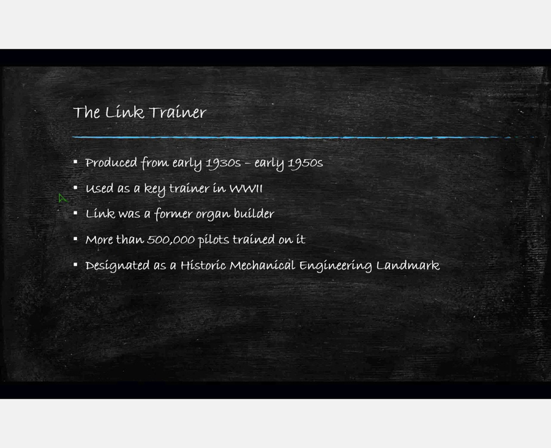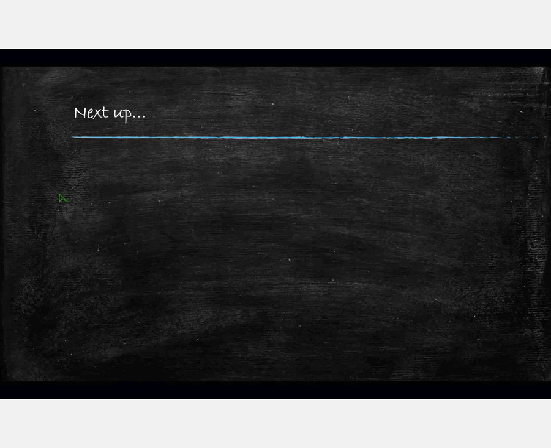When you have a device that is really nothing like the airplane, but it is everything about proficiency and training and getting the routines down, okay? It's actually designated as a historic mechanical engineering landmark, which is really, really cool. Link Simulation and Training is now the division of L3 Communications, so it was absorbed into the bigger companies.